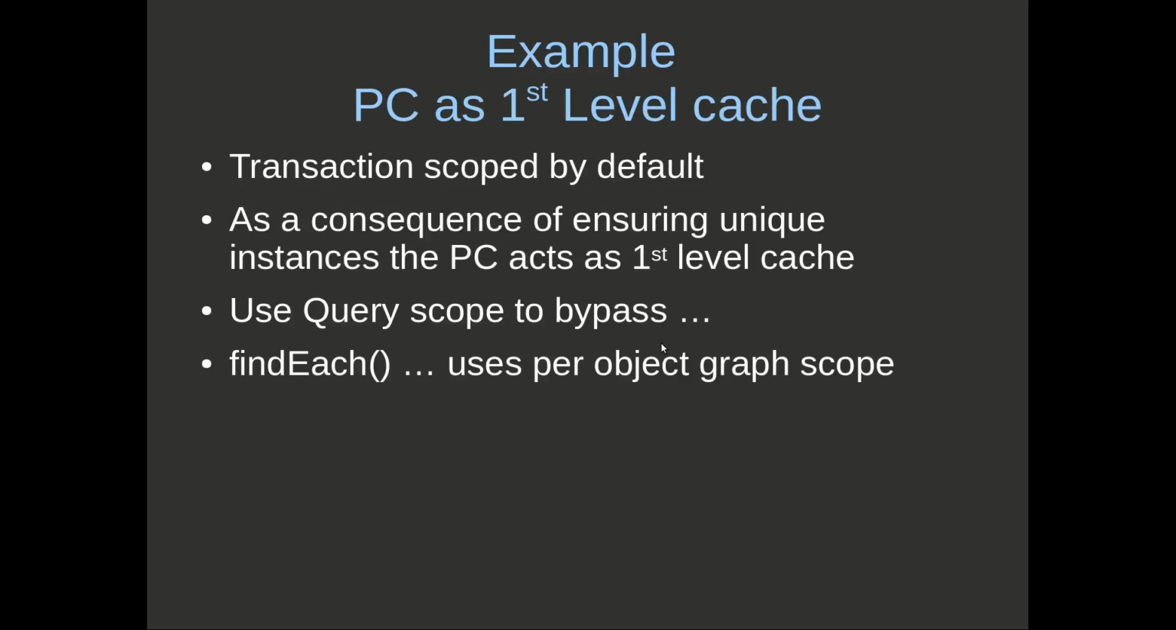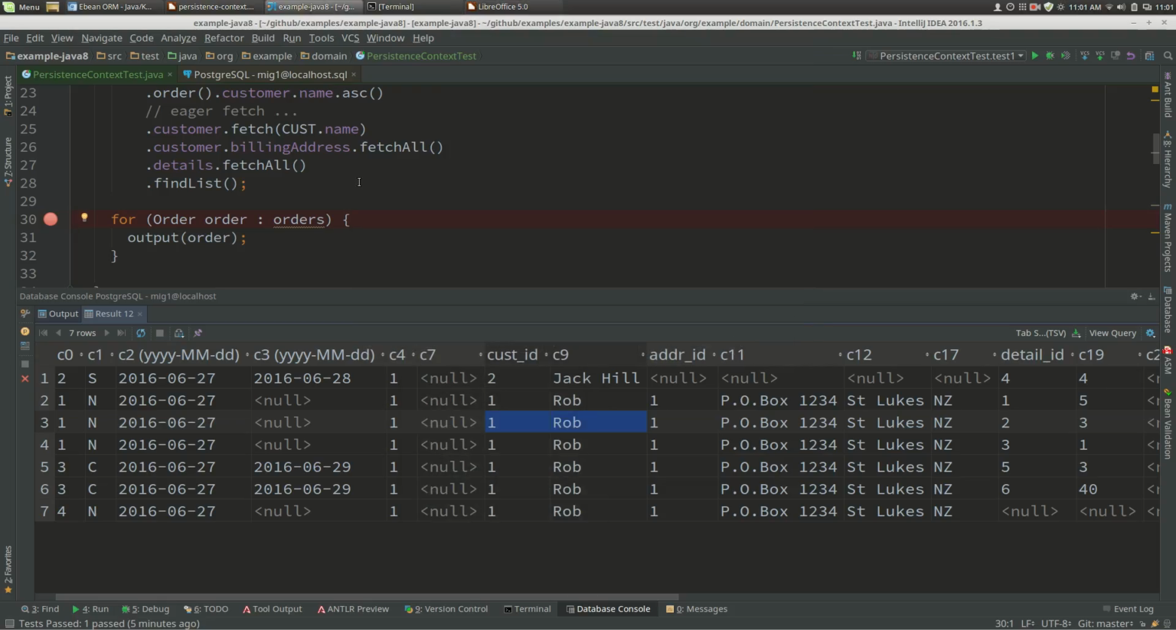Now the second example I want to talk about is the persistence context as a first level cache, and effectively this is because the persistence context is by default transaction scoped. So let's get into some example code here.